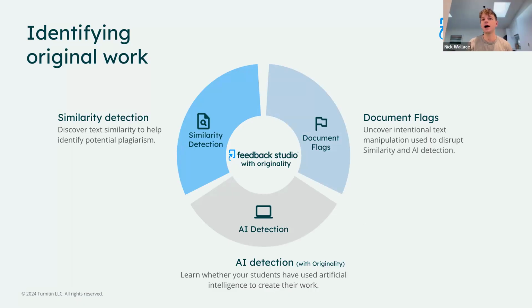We also have the AI writing detection. So you can learn whether your students have used an artificial intelligence tool like ChatGPT to help them complete their work, whether that be the whole piece of work or parts of the work. And then finally, we have another tool, which we call the document or the integrity flags. These are going to help you to uncover intentional methods a student might undertake to hide their work from the similarity or the AI detection, essentially to stop those tools working.